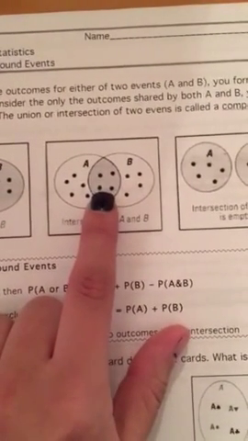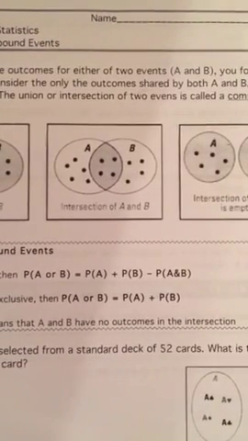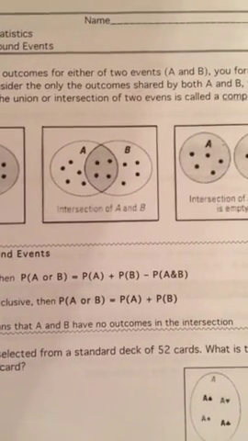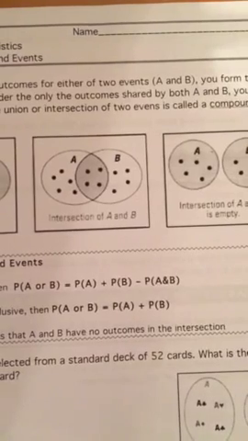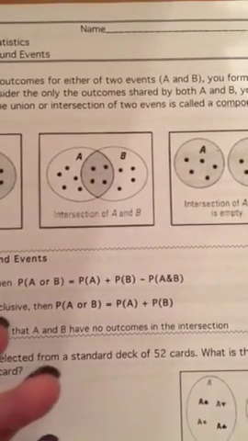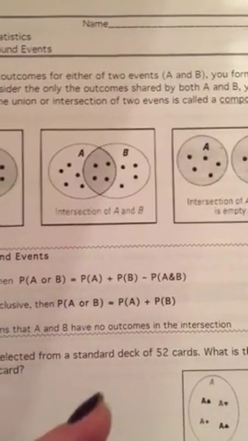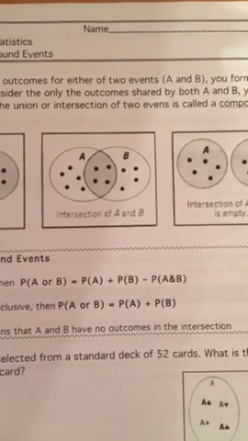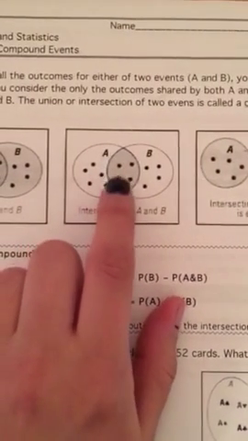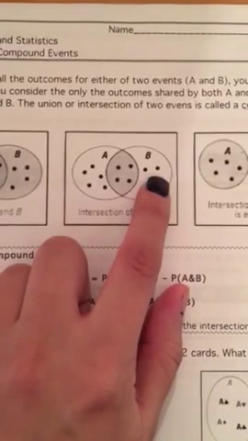An example of that would be if I was drawing a card and I want to know the probability that I draw a red card or a king, because I have 2 kings that are also red cards. So there are 2 cards that are both a king and red. That would be an intersection. It fits both of the events.